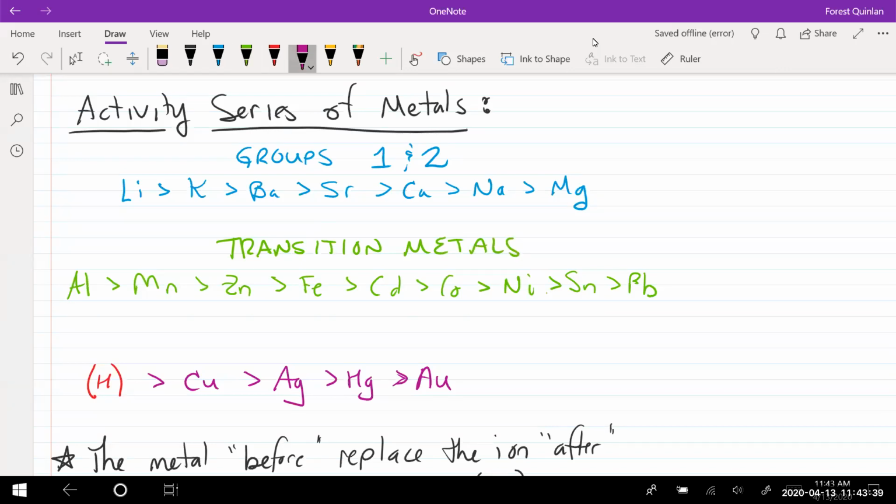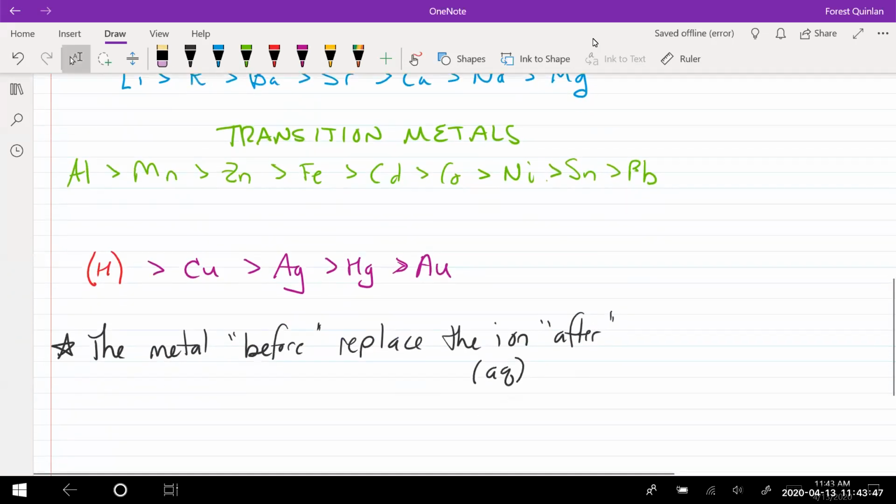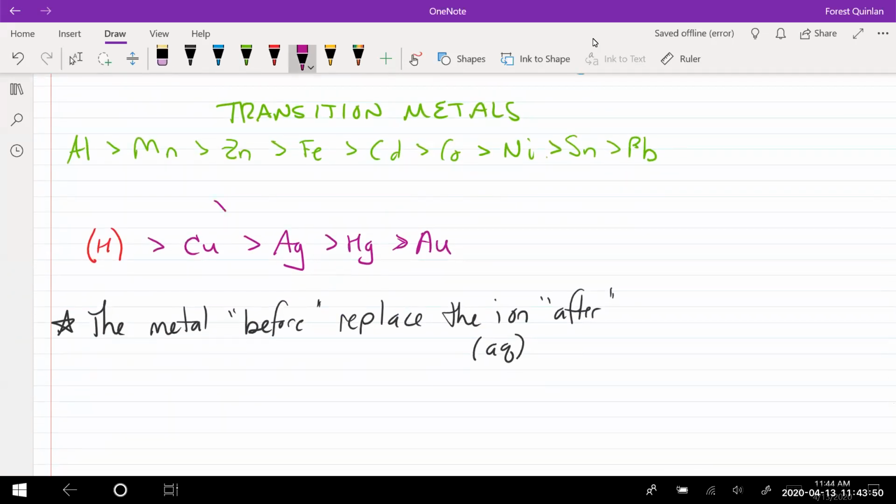And then what about all these guys in purple? Anyone happen to know them? I thought we'd actually said their name once before. Noble metals? That is correct, noble metals.